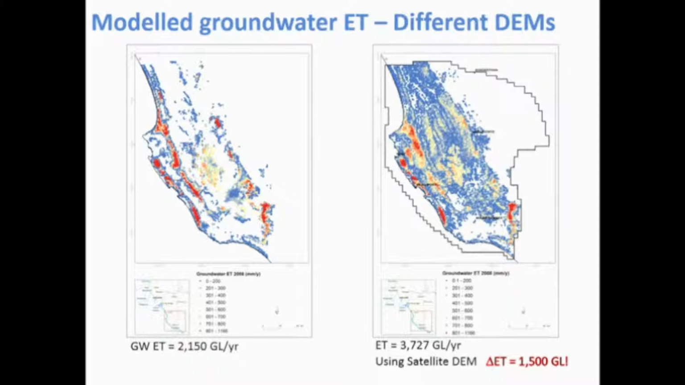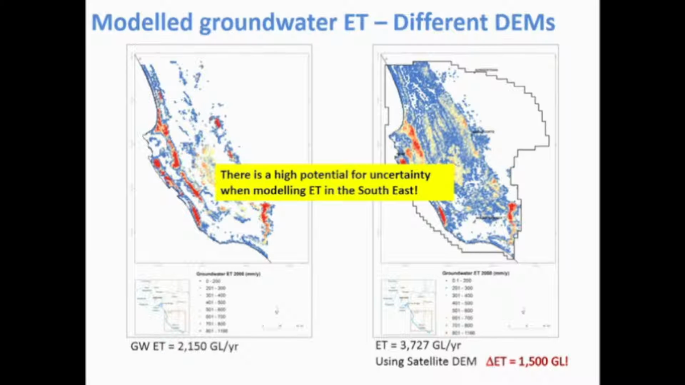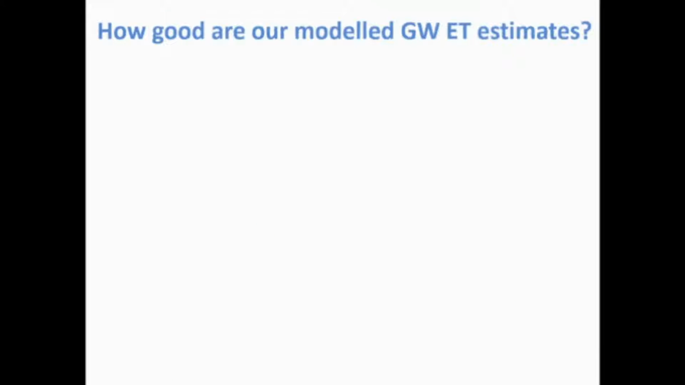Interestingly, had we used a satellite DEM to do this analysis with a coarser grid resolution of 30 metres, we would have got the figure on the right, and the ET would have been larger by 1,500 gigalitres. So clearly, there's a high potential for uncertainty when we're modelling ET in the southeast. So the next question is, how good are our modelled groundwater ET estimates?